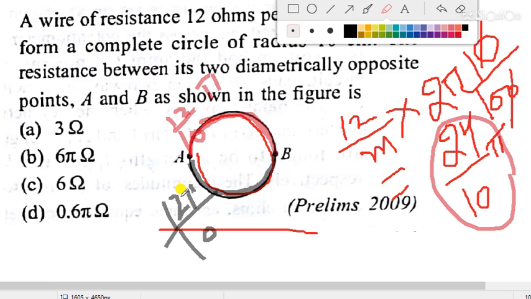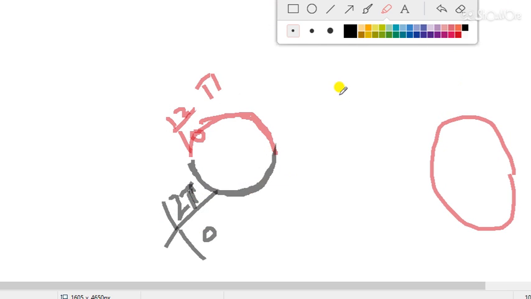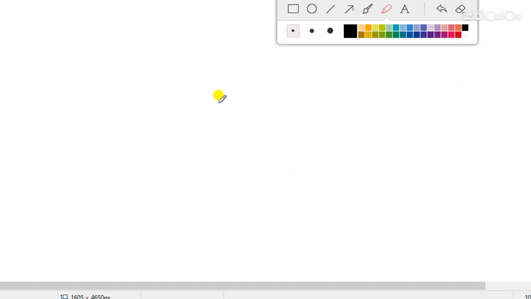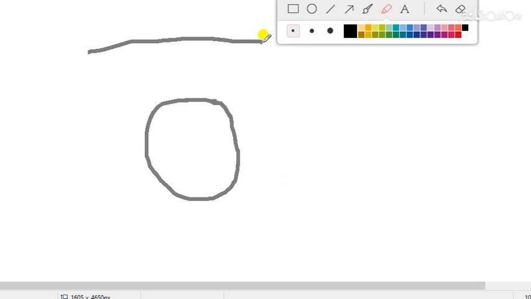Students, this question is similar to the question where we have a wire of 10 ohm bent into a circle, so the upper part has 5 value, and the lower part also has 5 value. Suppose a wire of 10 ohm is bent into a circle and we have to find the resistance along the diameter points. The upper value will be 5, the lower value will also be 5, so 5 and 5 in parallel will give me 2.5.